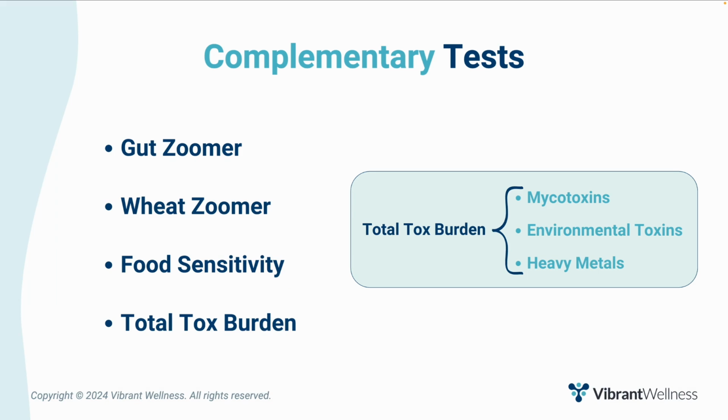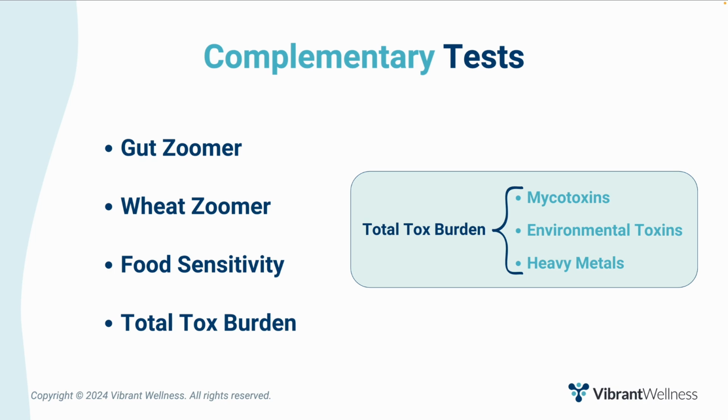Therefore, tests that pair well with Vibrant's whole blood nutrient profile include the gut zoomer, to test for microbiome, inflammation, digestion, and malabsorption-related influences on nutrient status. Also, the wheat zoomer to assess for increased intestinal permeability, aka leaky gut, celiac disease, and gluten and wheat sensitivity, all of which can impact nutrient status via malabsorption. On that same line of thinking, food sensitivities, which may be a sign of leaky gut and poor digestion. And finally, the total tox burden, which includes mycotoxins, heavy metals, and environmental toxins.